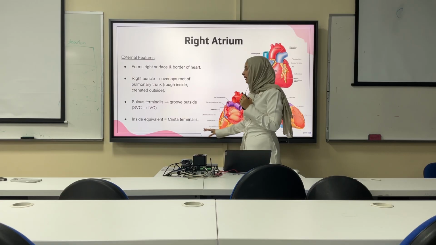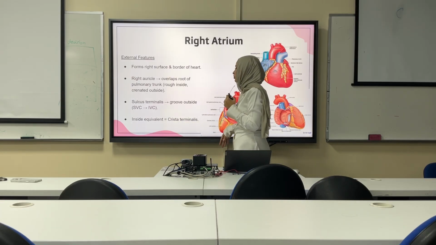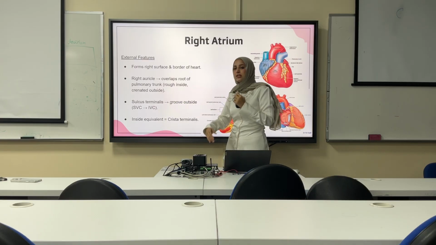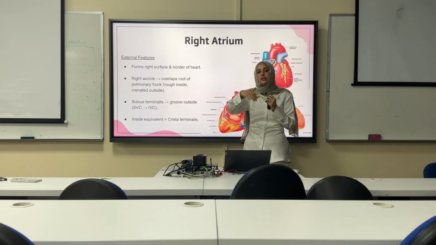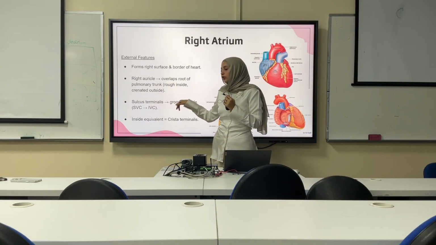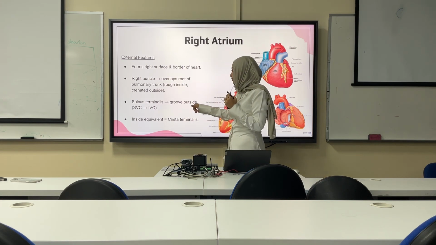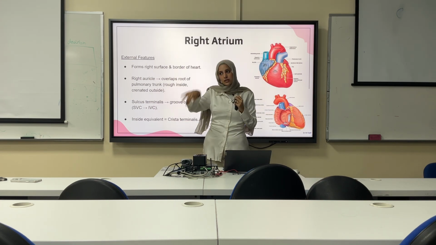Okay, so basically, it's a part where I got confused before also when studying the lecture. Sulcus terminalis, it's the same groove, but one is from the outside, one is from the inside. It's just the same thing. The sulcus terminalis is the groove on the outside, in between the superior vena cava and the inferior vena cava. However, when it says crista terminalis, this is the inside of it.